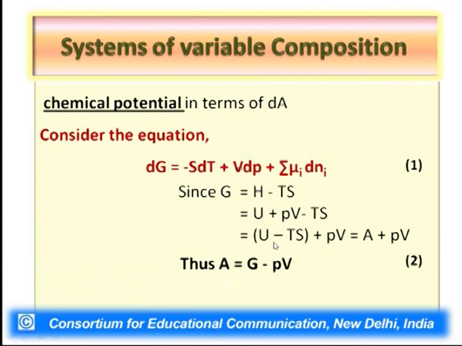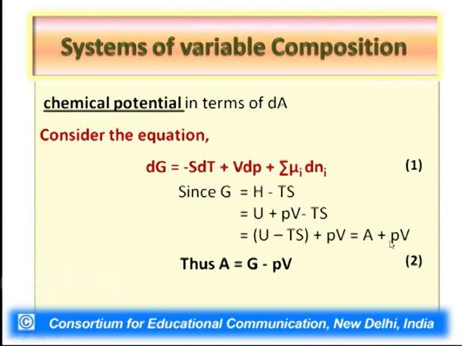And if you remember, what was U minus TS? H minus TS was G, and U minus TS was A, the Helmholtz free energy. So the expression inside the bracket represents the Helmholtz free energy function, and therefore there is A plus PV. So it means G equal to A plus PV. That is the equation we get.